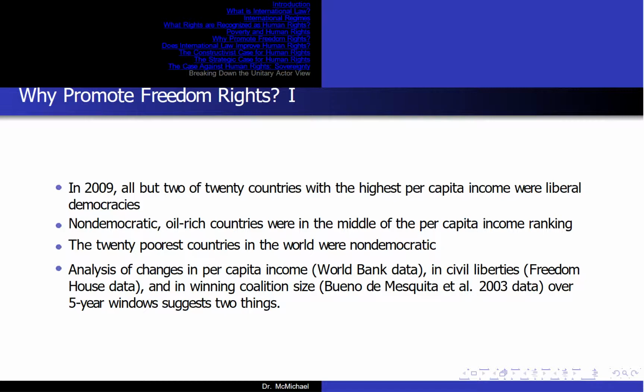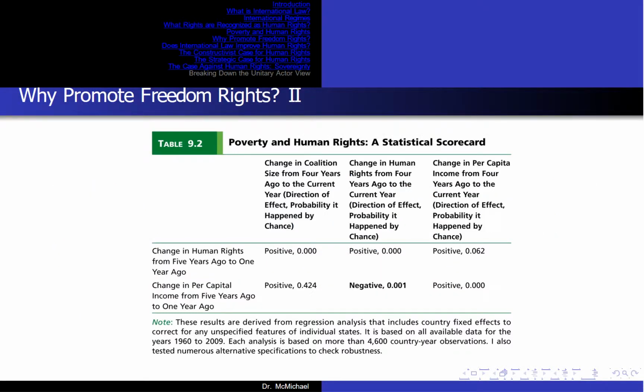Analysis of a change in per capita income from the World Bank data, in civil liberties in the Freedom House data, and in winning coalition size from Bueno de Mesquita et al., over a 5-year window suggests changes in human rights produce greater coalition size and more prosperity. Changes in per capita income have no significant effect on coalition size and a negative effect on human rights. As you see in 9.2 here, it's kind of a summation of those findings.